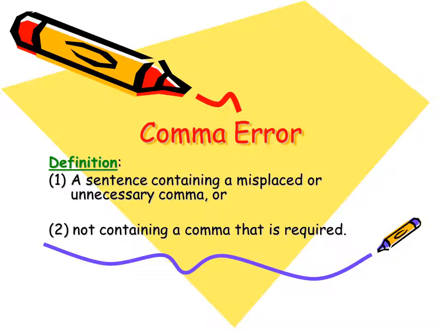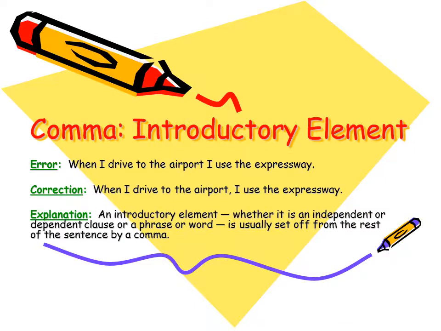Now, comma errors, this is what you make the most of. I would say comma errors and apostrophes are probably the worst offenders in almost anyone's writing. And it's simple because there's so many different rules for the commas especially, but also the apostrophes. So let's look at a definition. A sentence containing a misplaced or unnecessary comma or not containing a comma that is required. So either you put one in the wrong place, or you didn't need it, or you forgot to put it in. Those are the three ways that we get those.